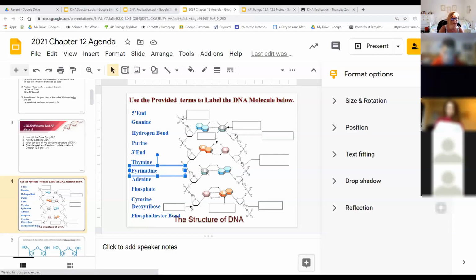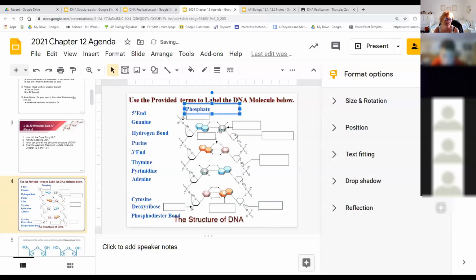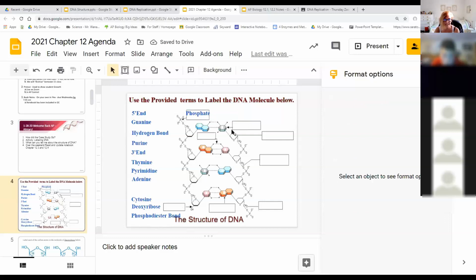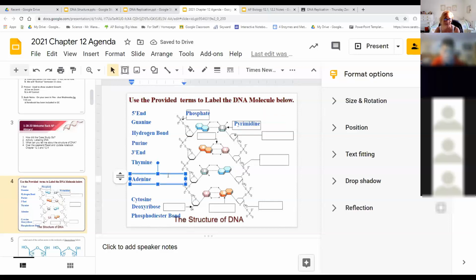So I think you grabbed the phosphate one real quick. That was pretty easy. This is a single ring, so it's the smaller molecule, so it's the pyrimidine. For me, I always thought the bigger word was the smaller molecule. Adenine, I don't want yet.